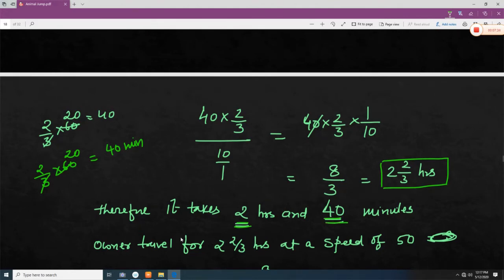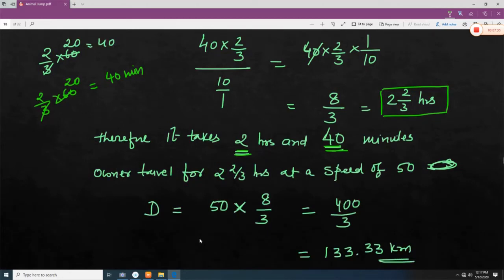Now 2 hours and 40 minutes at a speed of 50. So how much has the owner actually traveled? So the owner's speed is 50 and 8 over 3 is the time. So the owner has traveled 133.33 kilometers.